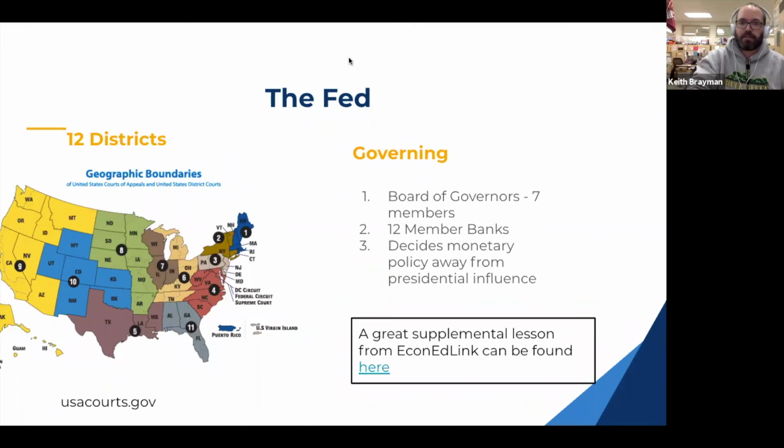It is governed by 7 members on the Board of Governors, and each of those is going to be representative of 12 member banks. And what those banks do is they are going to be the executors of monetary policy. In doing so, these 12 member banks are your printing and coining, minting institutions.